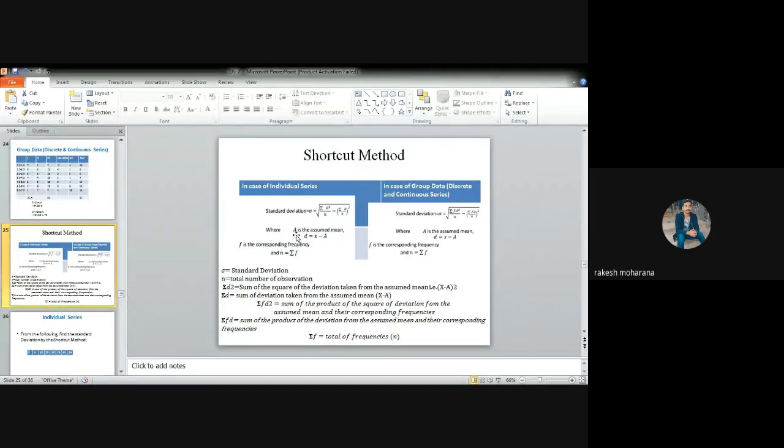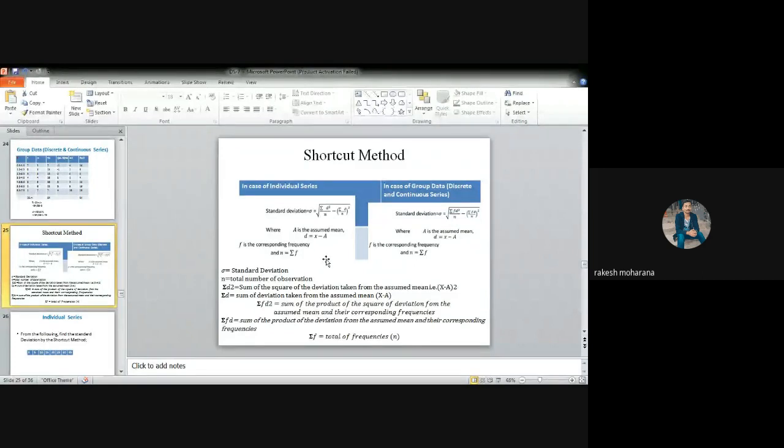In case of individual series, standard deviation sigma equals to square root of sum of d square divided by n minus sum of d divided by n whole square, that belongs to individual series. Here A stands for mean, and in case of D, that equals to x minus A. Summation of frequency equals to n.